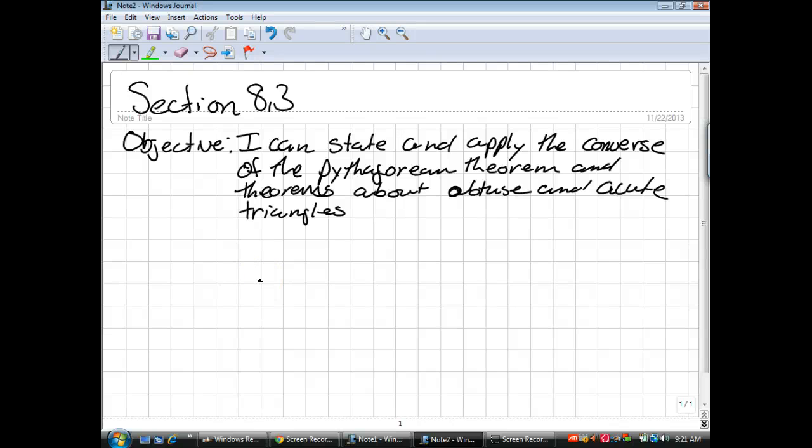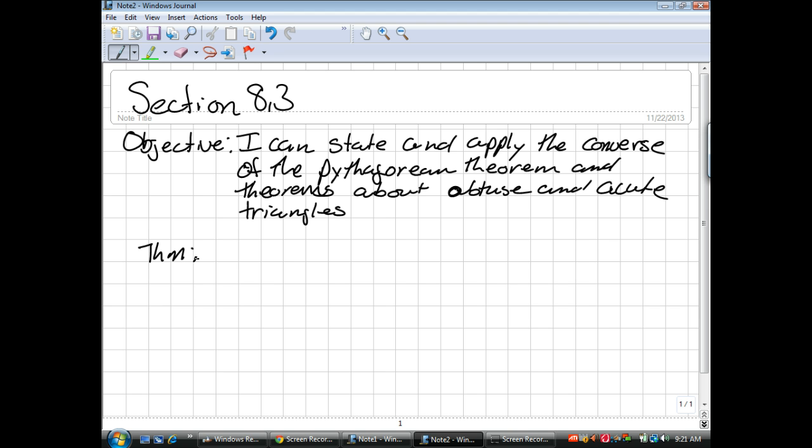Section 8.3. Our objective today is I can state and apply the converse of the Pythagorean theorem and theorems about obtuse and acute triangles. So first of all, remember the Pythagorean theorem said that if you have a right triangle, then c squared equals a squared plus b squared.